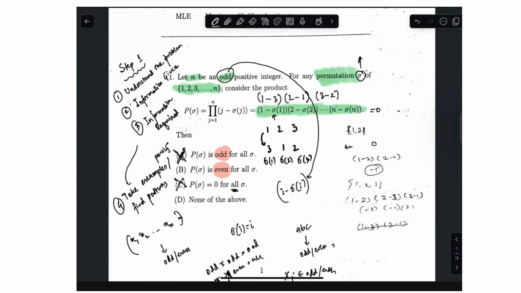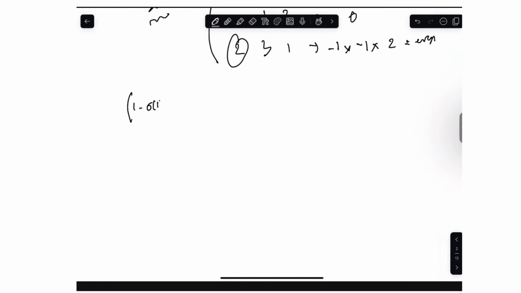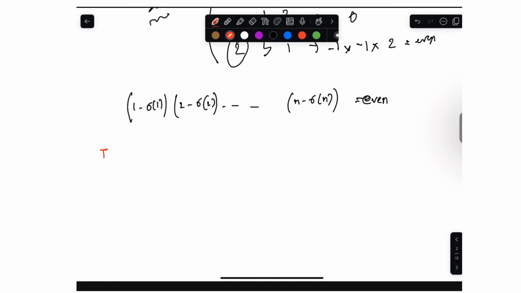Now this is even. So you have to now show this product is even, right? Can you show that? That's the question. We do not know. So you have to show this is even. The good part about even is that you have to show just one of them is even. It's a direct if and only if: if one of them is even, then it's even.